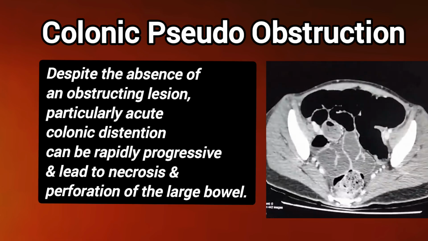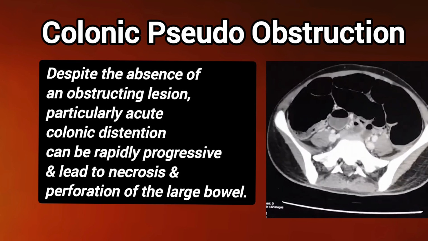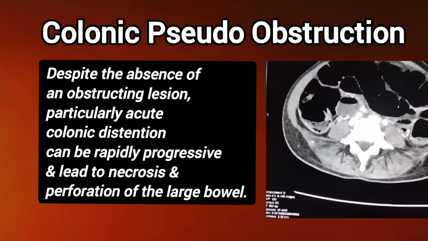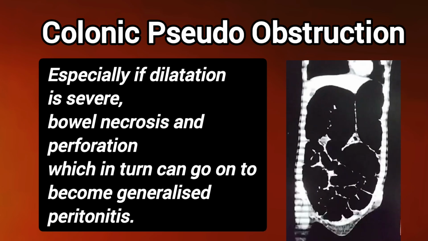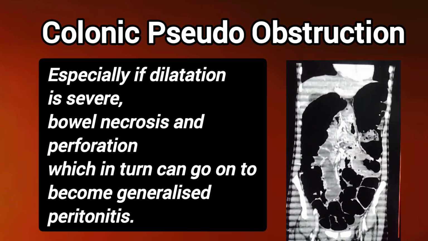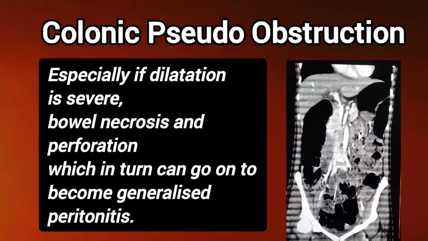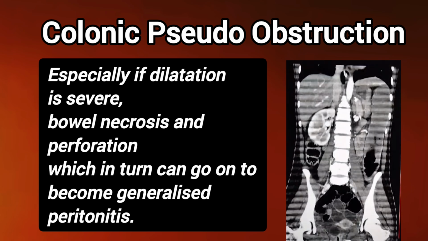Despite the absence of an obstructing lesion, particularly acute colonic distension can be rapidly progressive and lead to necrosis and perforation of the large bowel. Especially if dilatation is severe, bowel necrosis and perforation can go on to become generalized peritonitis.